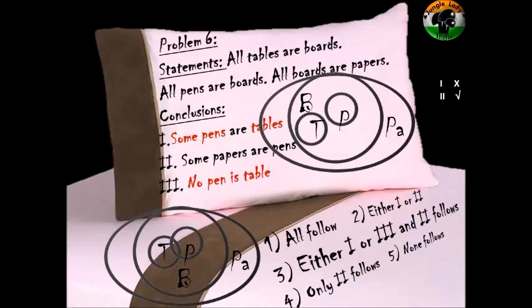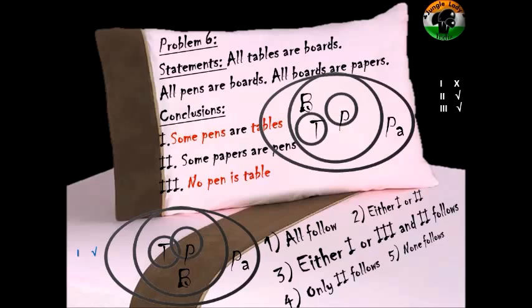Now the third one is no pen is a table. So according to this, table and pen, T and P, they are separate circles, so obviously option 3 is correct, right? So for the no brain diagram I have ticked and cancelled the conclusions separately. Now we can look at the bottom diagram, the little brain diagram. So first conclusion, some pens are tables, T and P are related, right? They have an intersection, so option 1 is correct.